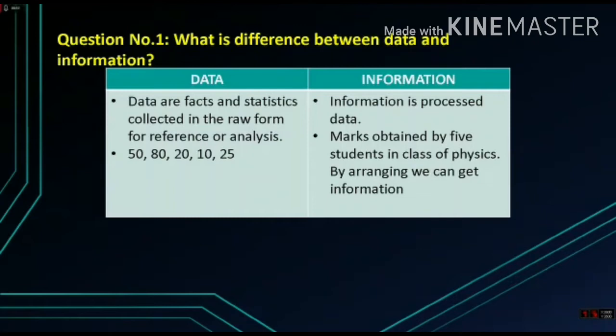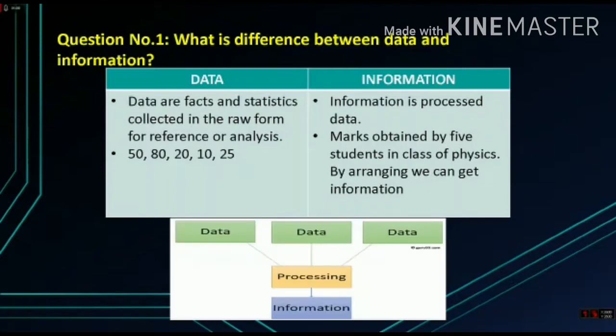If these numbers are marks obtained by 5 students in a class of physics, by arranging these numbers we get information about who is intelligent and who is not intelligent. So data when processed is converted into information.